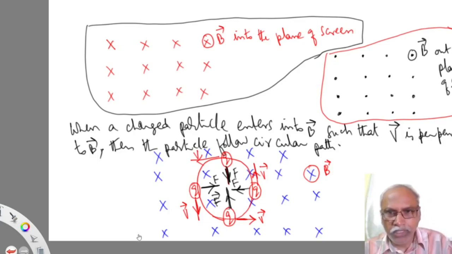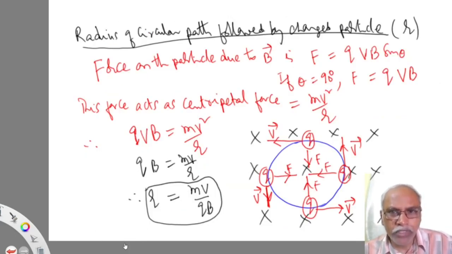When a charged particle enters a magnetic field such that velocity is perpendicular to B, the particle will follow a circular path. Then what is the radius of that circular path? The radius of that circular path is mv by qB. How is it mv by qB?